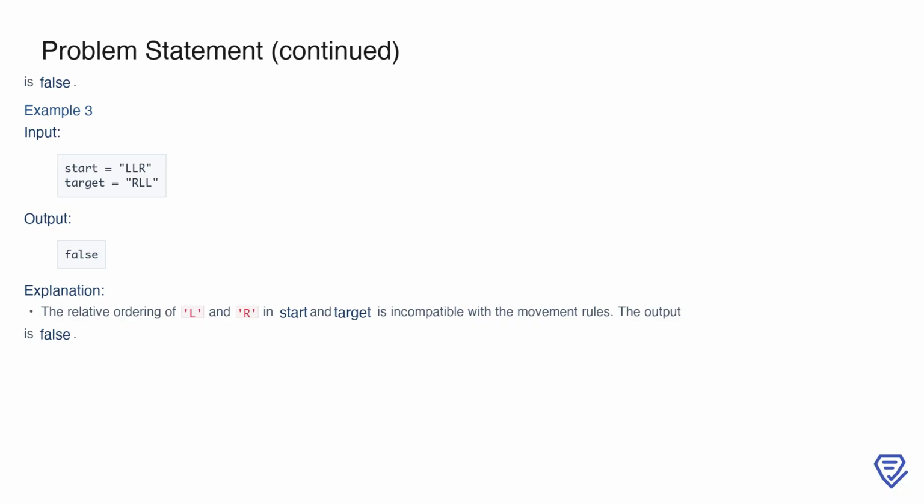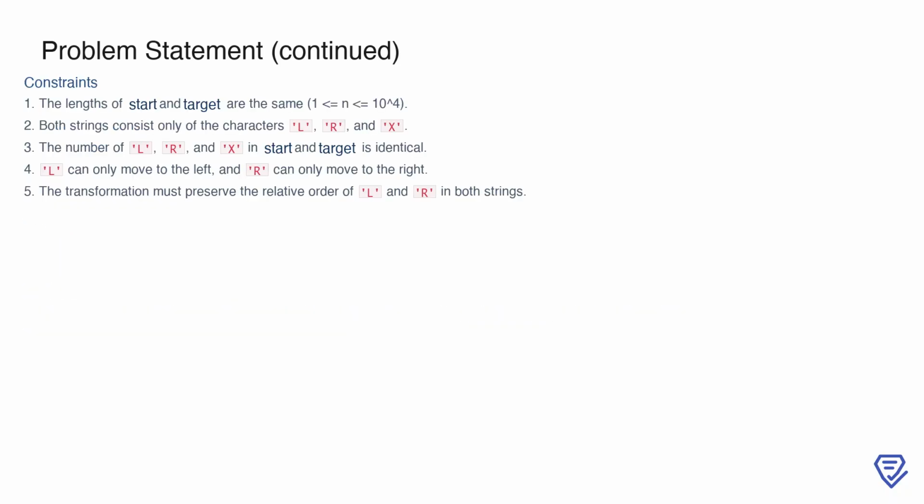Finally, let's review the constraints for this problem. The lengths of both start and target are guaranteed to be the same, with values ranging from 1 to 10 to the power of 4. Both strings consist only of the characters L, R, and X, and the count of each character is identical in both strings. Importantly, the movement rules must be followed.